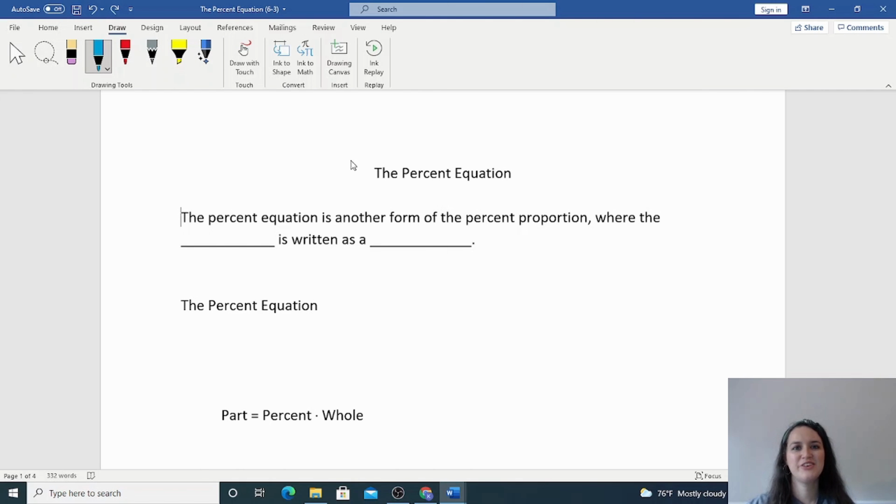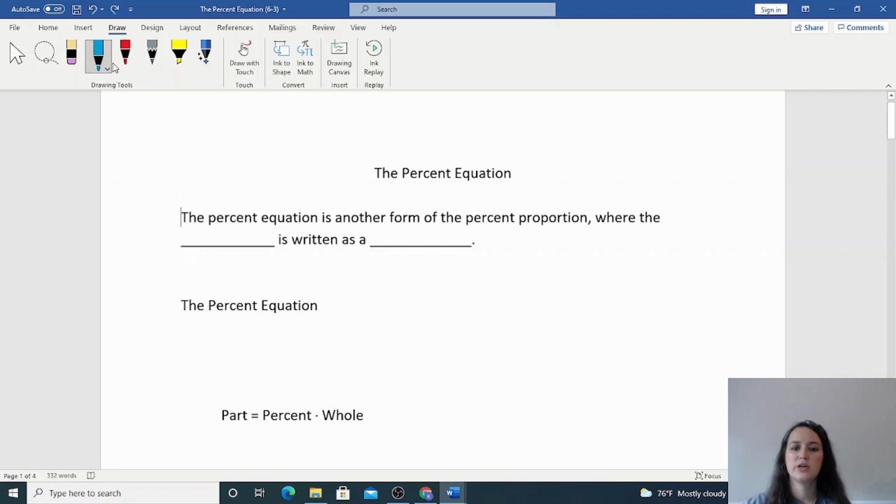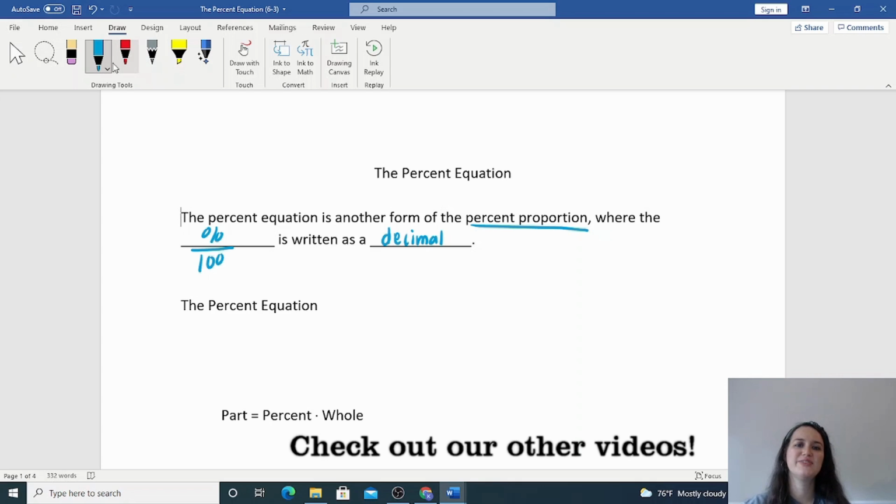Hey everyone, in today's video we're going to be talking about the percent equation. This is another method of solving percentage questions that comes from the percent proportion. It comes from the percent proportion where the percentage over 100 is written as a decimal. If you're unfamiliar with the percent proportion, or can't remember what it is, we have a separate video on that you can check out as well.